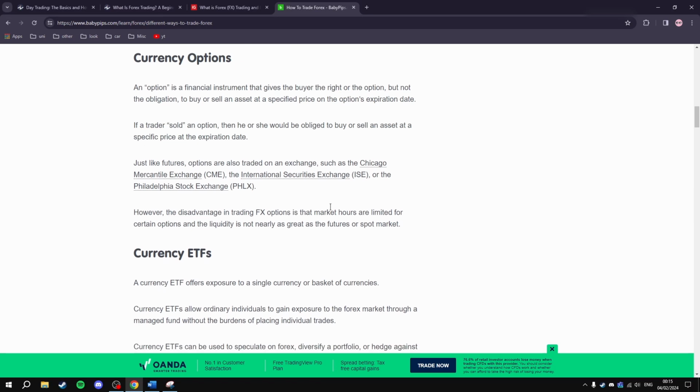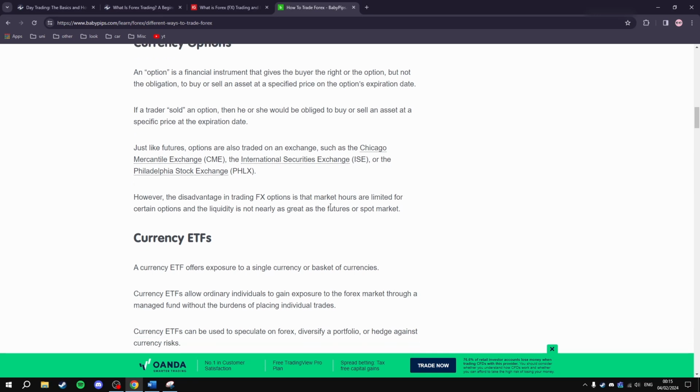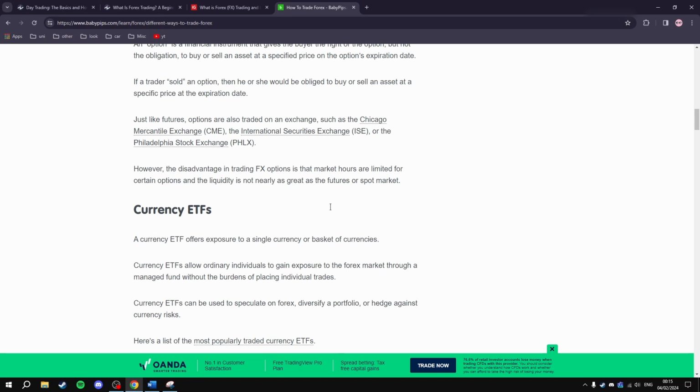If a trader sold an option, then he or she would be obliged to buy or sell an asset at a specific price at the expiration date. So if a trader sold an option, then he or she would be obliged to buy or sell an asset at the specified price of the expiration date.